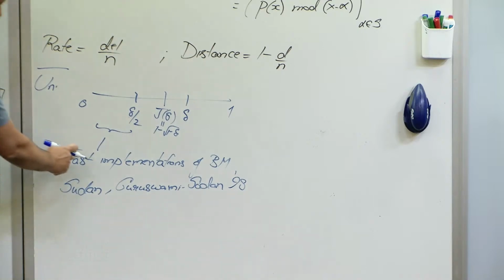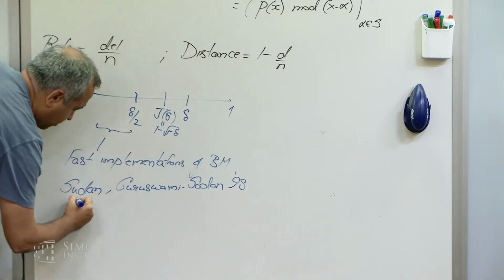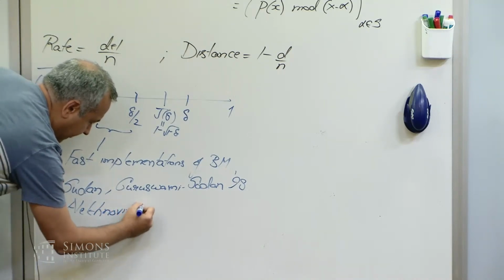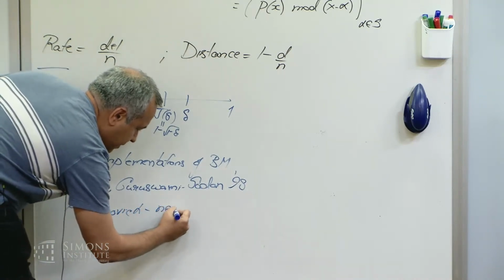So just like we had a fast implementation of Berlekamp-Massey, Alekhnovich had to do some extra work in order to get a nearly linear time implementation.